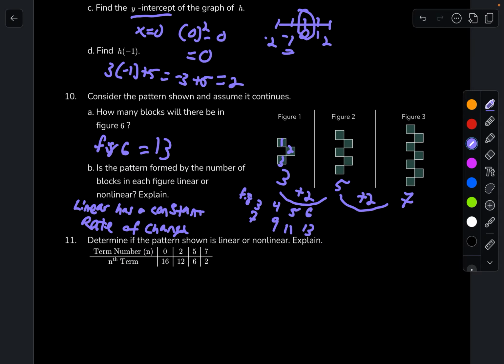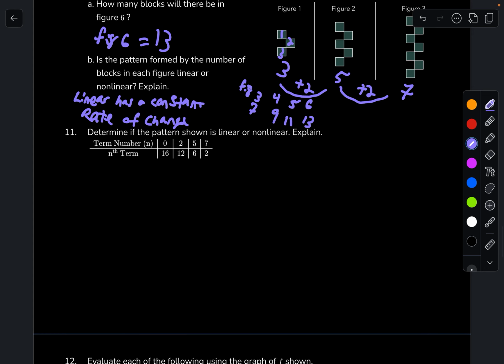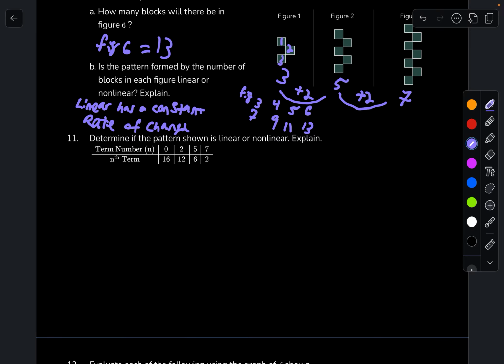Okay. Question 11. Determine if the pattern shown is linear or nonlinear and explain. All right. So we add 4 when we add 2 to the top. So that rate of change is going to be 4 over 2, which is 2. Here, we add 6 when we added 3. That rate of change will be 6 over 3, which is 2.